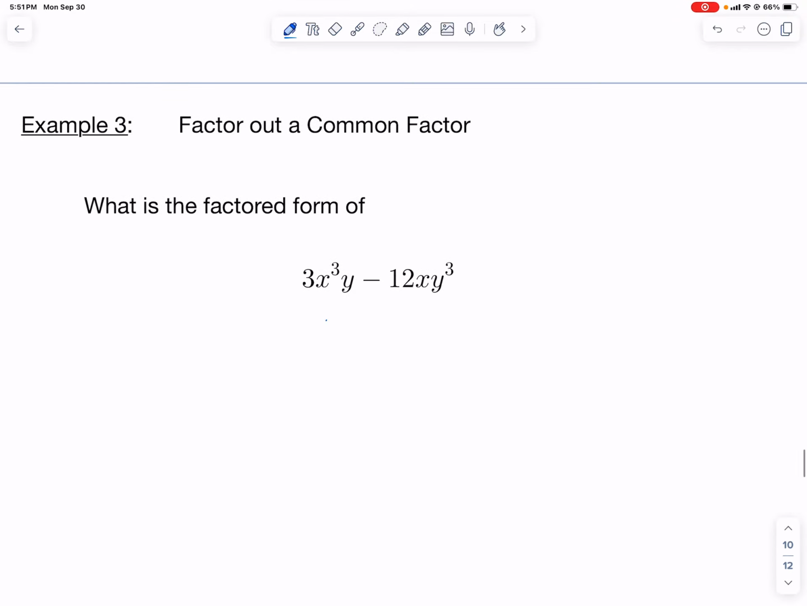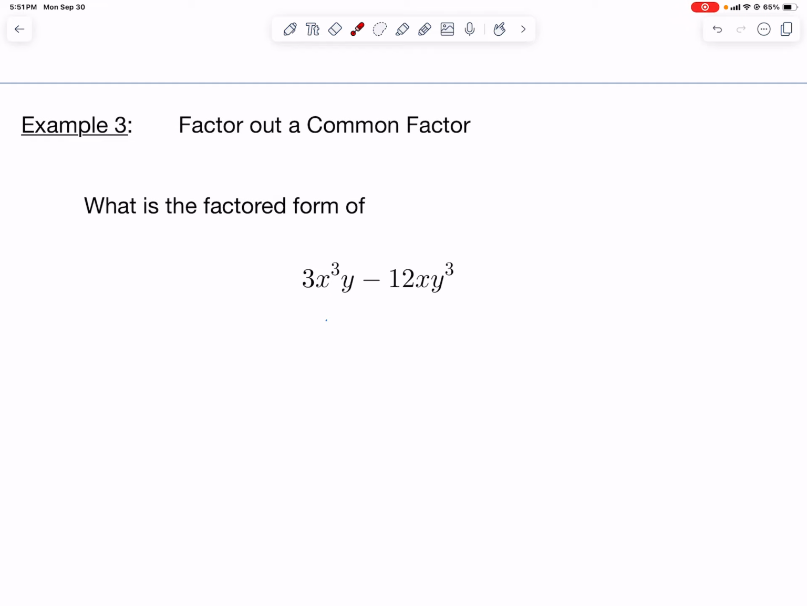All right, so here's a third example where we need to determine the factor form of 3x cubed y minus 12xy cubed. In this particular example, this doesn't fit any of the patterns that we've learned so far. However, if we factor out the greatest common factor, it might be a little clearer. So let's go ahead and do that first. So 3 we can factor out of this quantity, and we can also factor 3 out of 12 because 12 is 3 times 4.